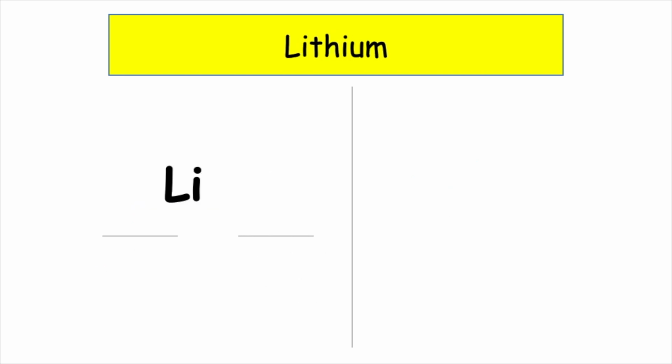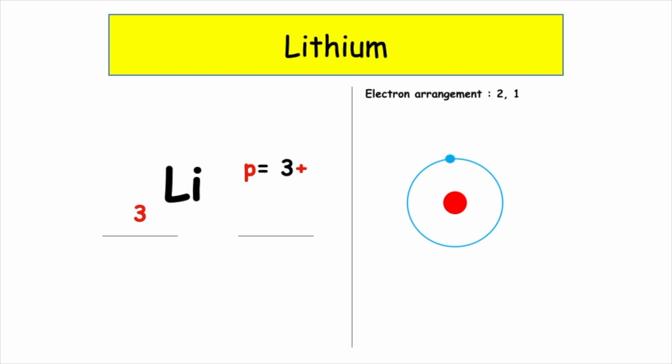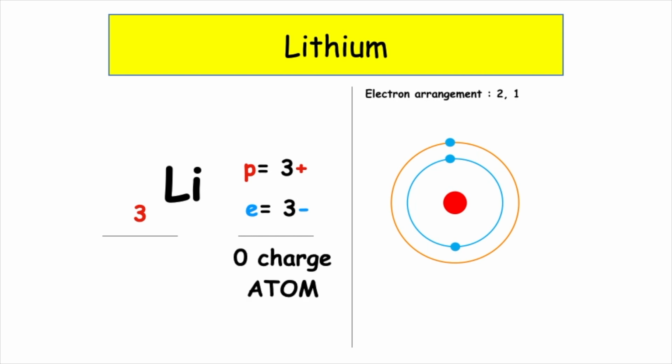Lithium, the chemical symbol is Li. The atomic number is 3, which means we have 3 protons inside the nucleus which are positively charged. If we look up the electron arrangement for lithium, it tells us we have 2, 1. In the first energy level, we have 2 electrons, and in the second energy level, we have 1 electron. That gives us a total of 3 electrons. Electrons are negatively charged. If we have 3 positive, take away 3 negative, the overall charge is 0, which means we're looking at the atom. On page 7 of the data booklet, we find that the mass number of lithium is 7. 7 take away 3 tells us we've got 4 neutrons.